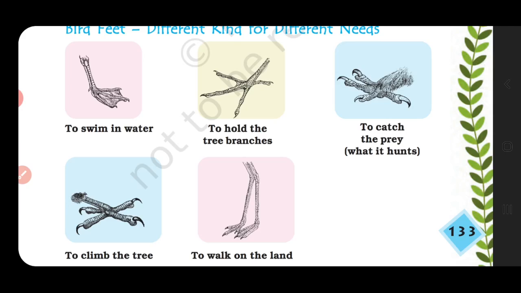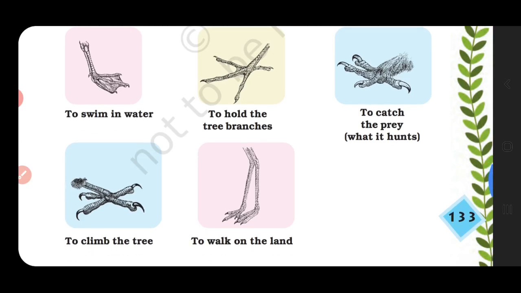And next, if you see, this is to catch the prey. Obviously, it is for the hunting birds. They will have this, like the eagle. Eagle, vulture, all those will have feet like this. And to climb the tree. So for climbing, which can also walk, that is climbing on the tree.